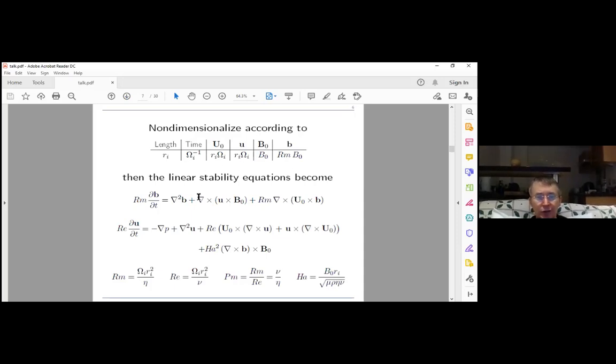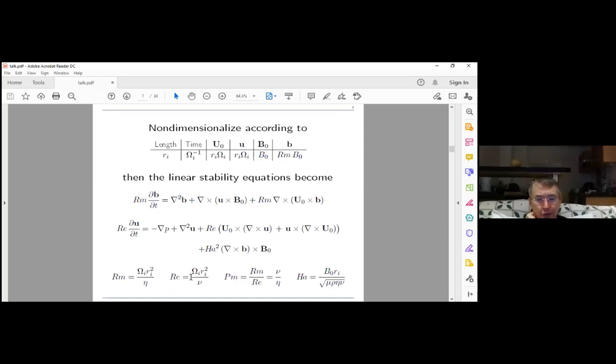So that's how these equations were non-dimensionalized, and the non-dimensional parameters that then appear in the problem are the magnetic Reynolds number there, the ordinary hydrodynamic Reynolds number there. I hope these are familiar to you if you've studied a little bit of astrophysical fluid dynamics before.